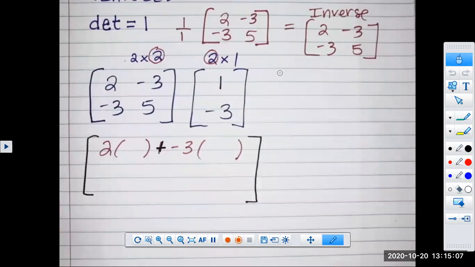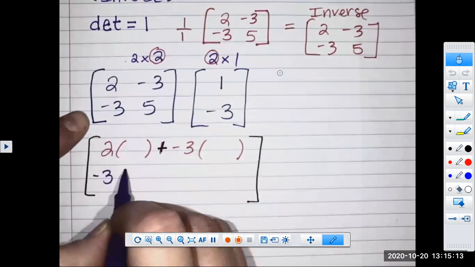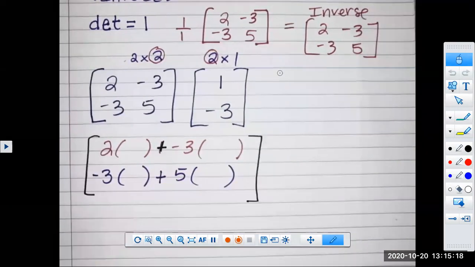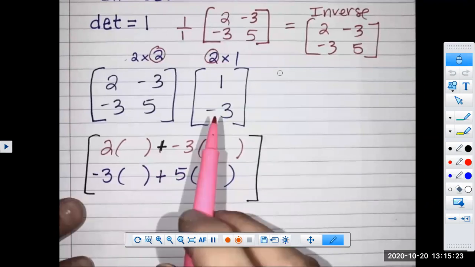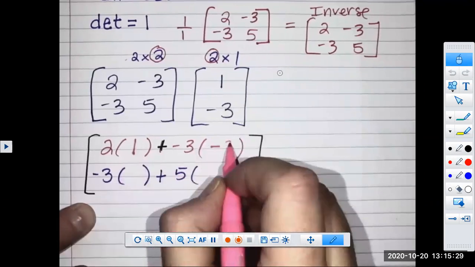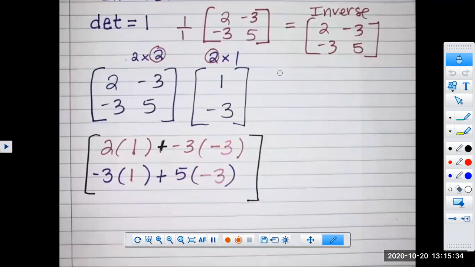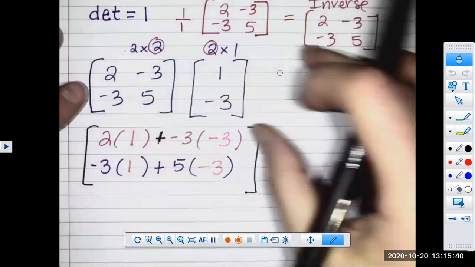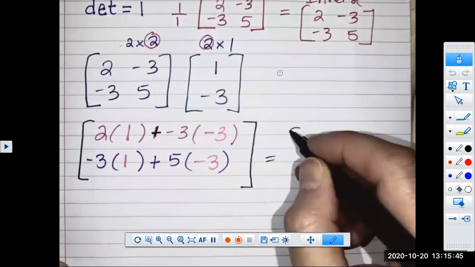So let's do the same thing with the bottom row. We only got one column, so I'm going to write -3, put a blank to fill in, plus 5 times blank to fill in. And then you just go back and fill in with that first and only row of numbers. So 1 goes here, -3, 1, -3. To me, that's just a lot easier than trying to keep up with like 2 times 1 plus -3, especially when your matrices are bigger. Okay, so multiply and add, we're done.